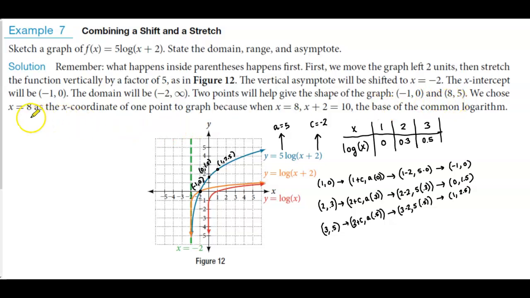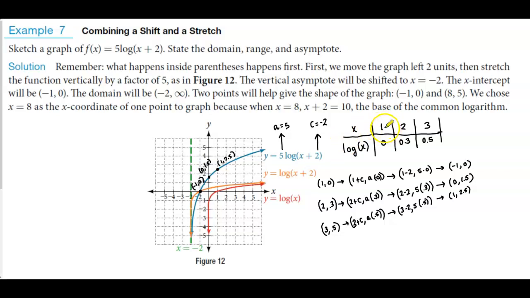We chose x equals 8 as the x-coordinate of one point on the graph because when x is equal to 8, x plus 2 is equal to 10, which is the base of a common logarithm. So in this scenario, since we're only dealing with increments of 1, and it goes to 5 on each side of the x and y axis, I'm going to show you how I plot.